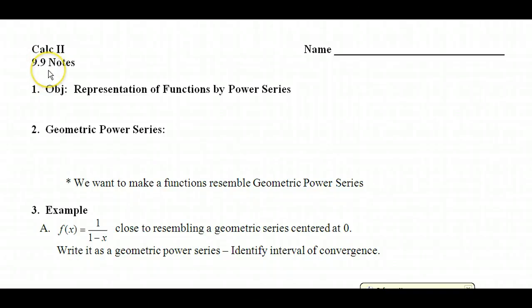Here's section 9.9, and in this section what we want to do, our objective, is to represent functions by a power series. And specifically the type of power series that we are going to be using is our geometric power series, which is nice because geometric is pretty darn easy. So we want to create a geometric power series.